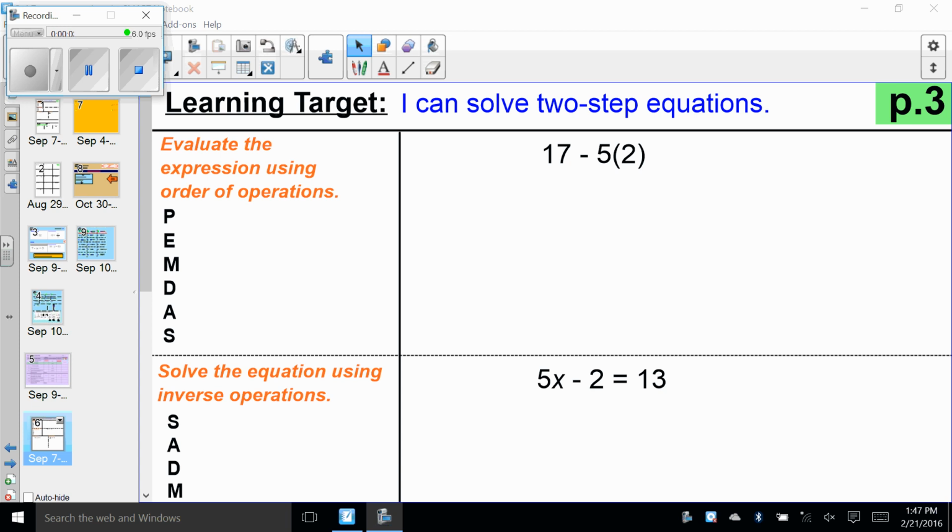Hey, eighth grade. So our learning target today is I can solve two-step equations. If you had me for seventh grade, this just means I can solve using the hand method. So everything about that hand method.